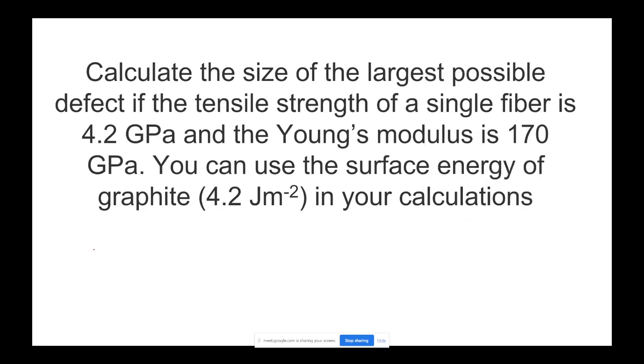In this question you have to write that the tensile strength is given as 4.2 GPa, the Young's modulus is 170 GPa, and the surface energy gamma is given as 4.2 joule per meter square. Now you have to find the flaw size.